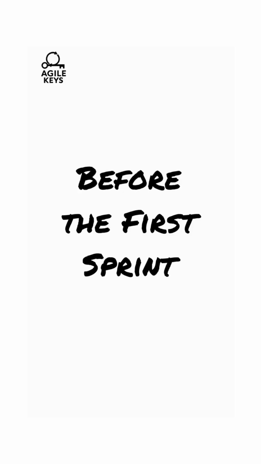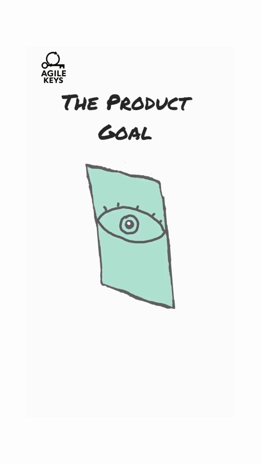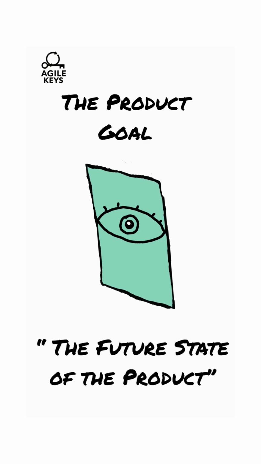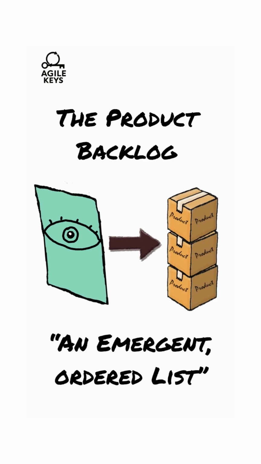Let's look at what needs to happen before the team's first sprint. The product owner, the Scrum team's owner of value, will talk to the stakeholders about what they need. This will lead to the product owner writing the product goal, a description of the overall future state of the product when it is completed. From the product goal, an ordered list of independent pieces of value are created. These are product backlog items, and this is the product backlog.